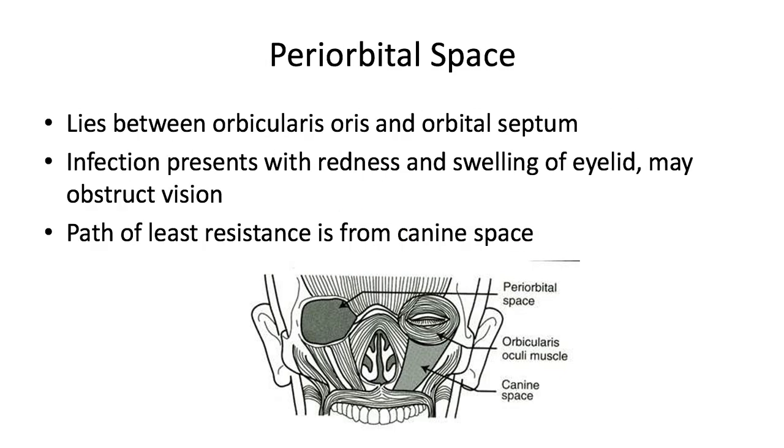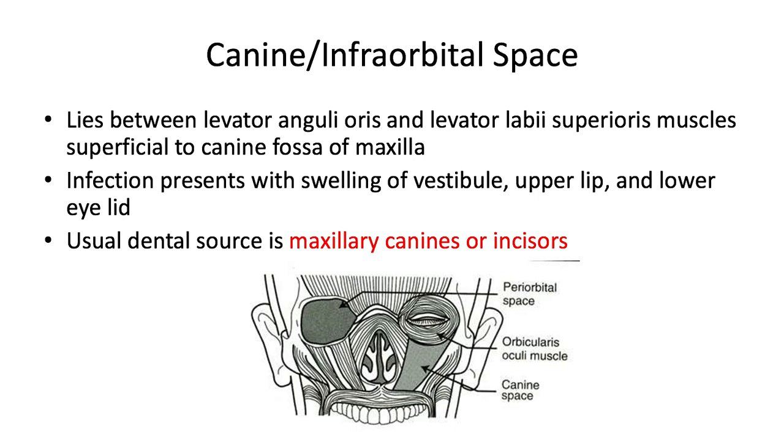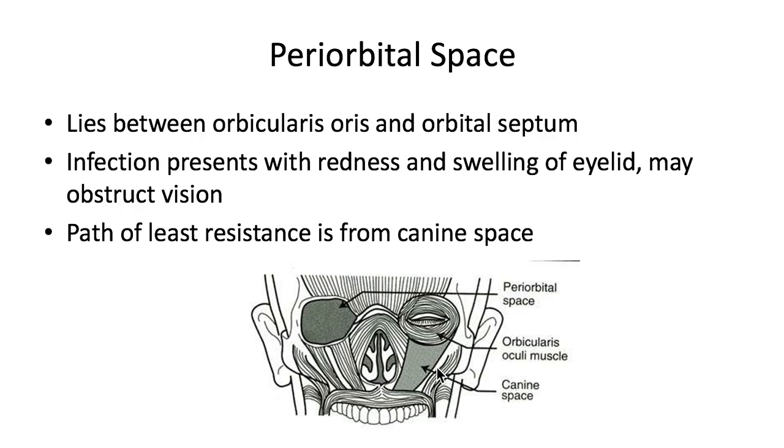The periorbital space lies between the orbicularis oculi muscle and the orbital septum, and so it's right here in that orbit. And the infection presents with redness and swelling of the eyelid, and it may actually obstruct vision, which is when it gets very, very serious. The path of least resistance is going to be from that canine space. So the canine space is a primary space. It can be infected straight from one of these teeth. Periorbital is a secondary space that can get infected via the canine space.